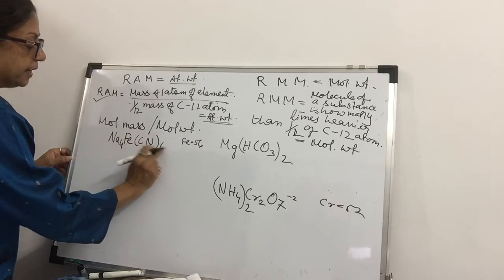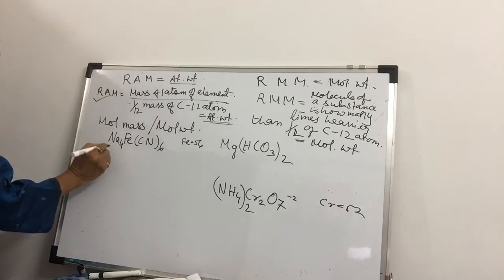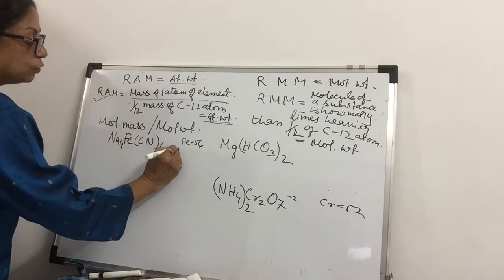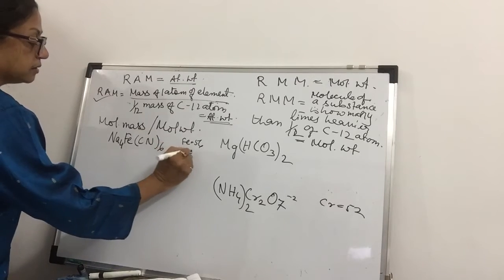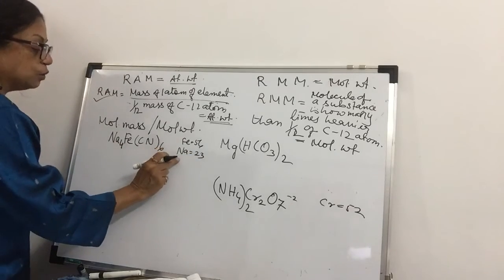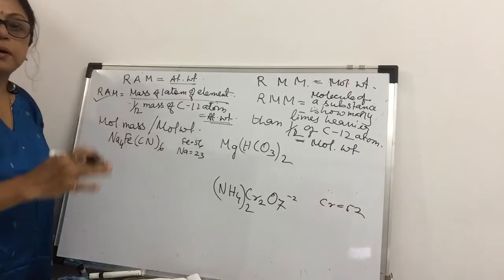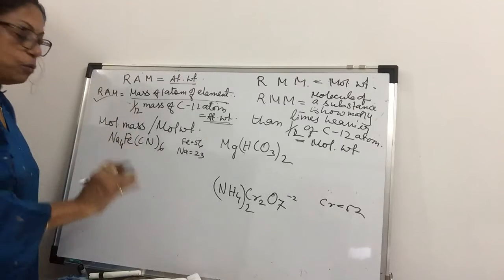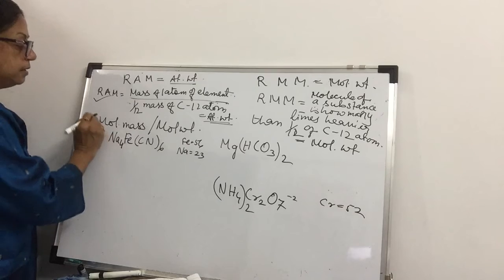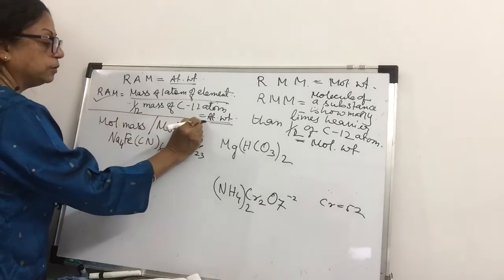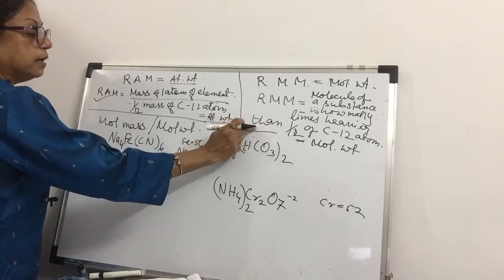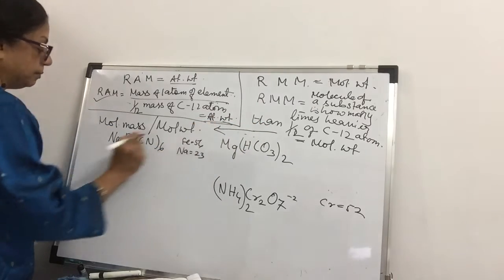Na4Fe(CN)6. Now here sodium has got atomic mass, not number. Sodium atomic mass is 23. Atomic number is 11. So 23. I remember, but no need. It will be given in your question paper. So see here, if I find out the molecular mass, this is done. We are not talking about this. We are talking about molecular mass, this one. So here you will study about molecular mass.